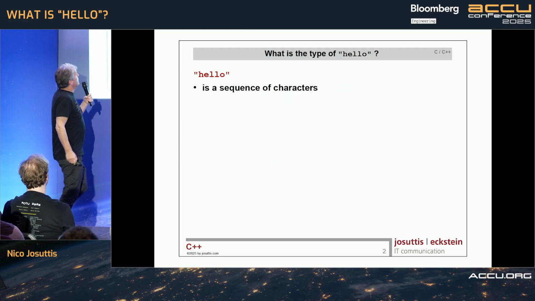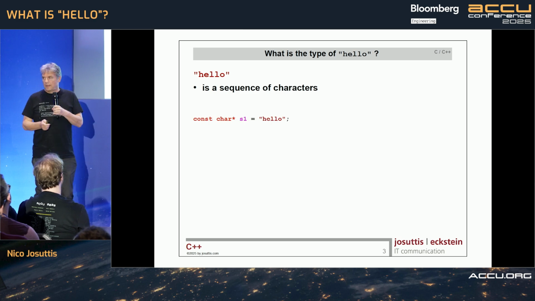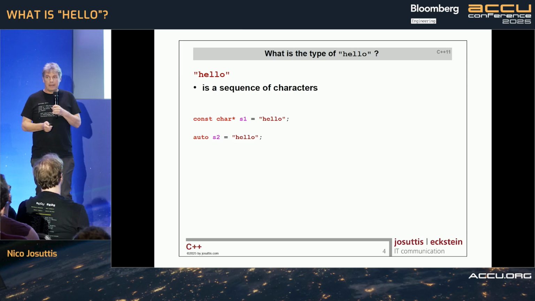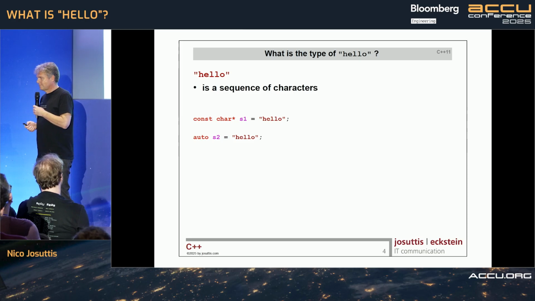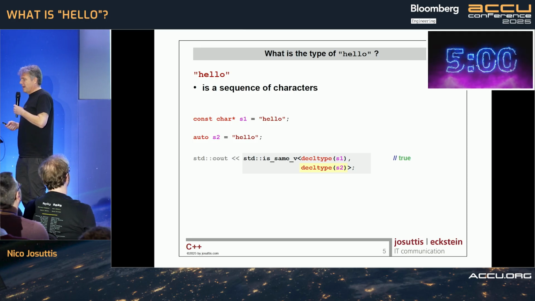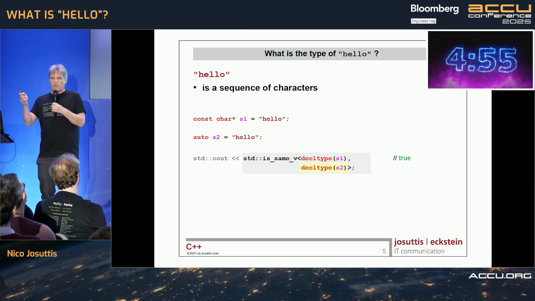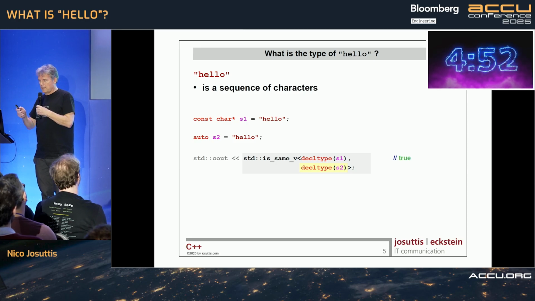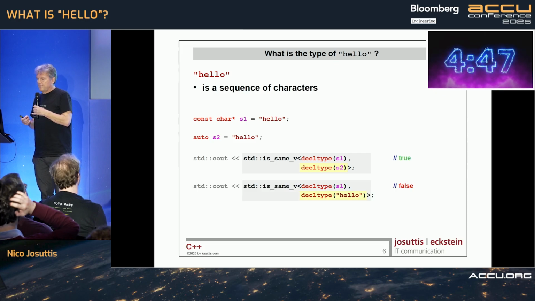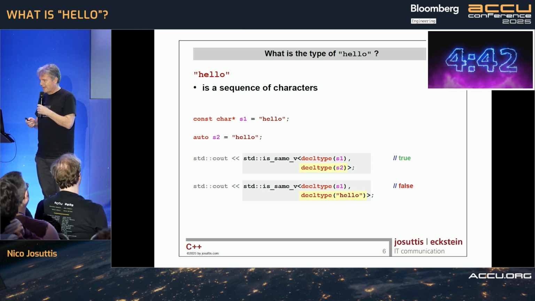Okay. So "hello" is a sequence of characters, as we all know. I can assign it to const char*, and I can also assign it to auto. Then const char* s1 and auto s2 have the same type. So we know now that "hello" is const char*. No, because if I ask, is the type of s1 the same as the type of "hello"? The answer is false. Confusion starts.